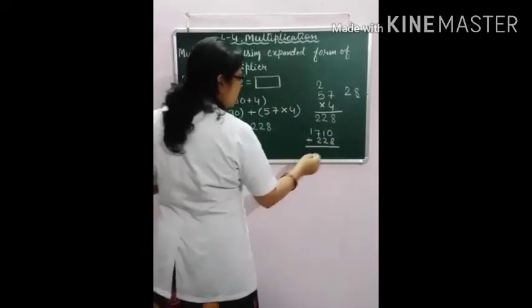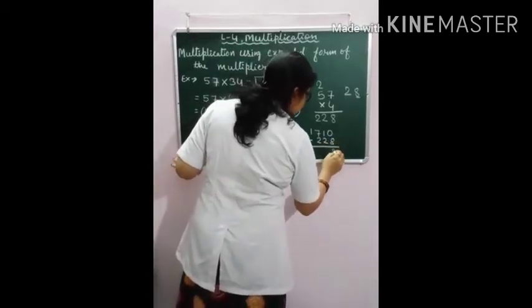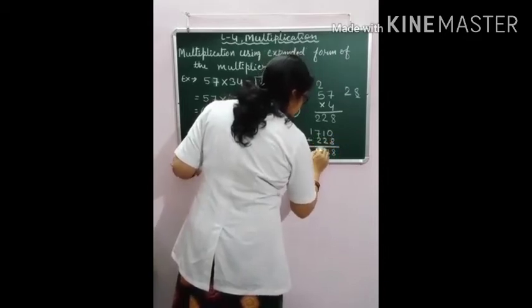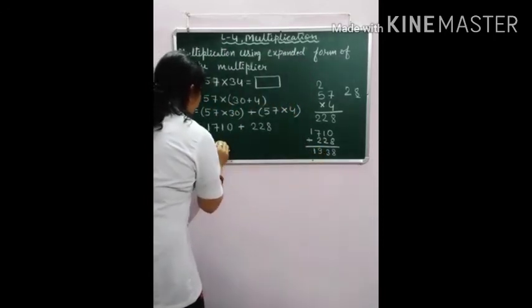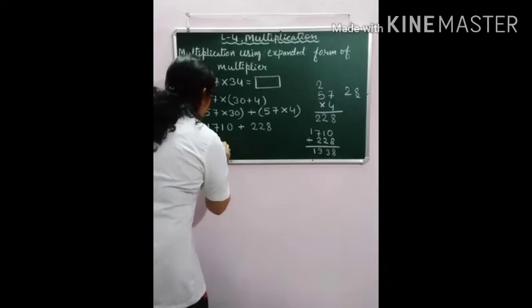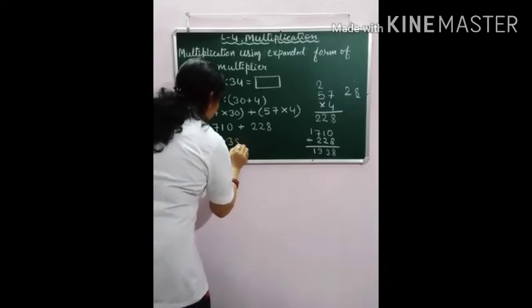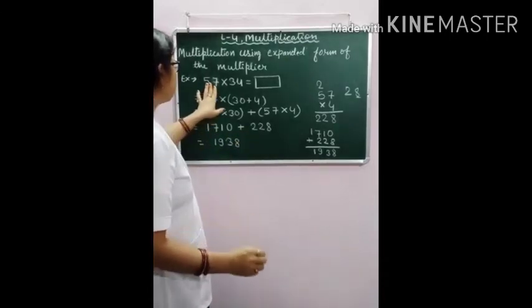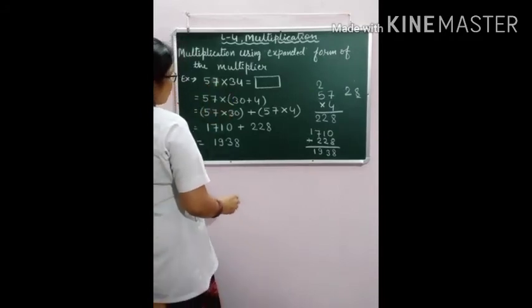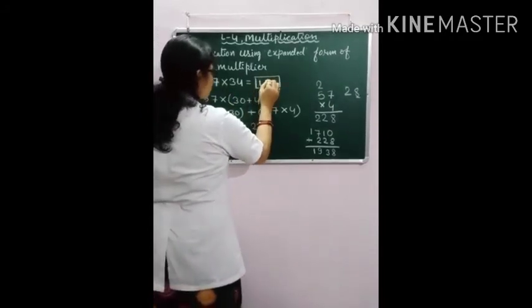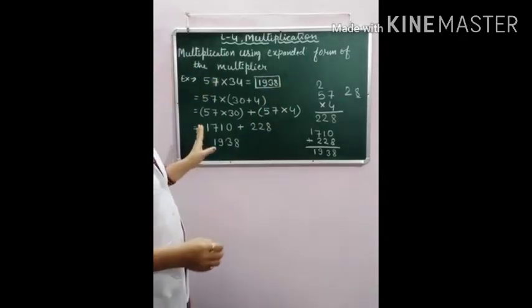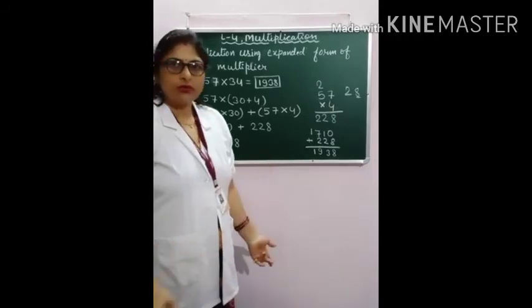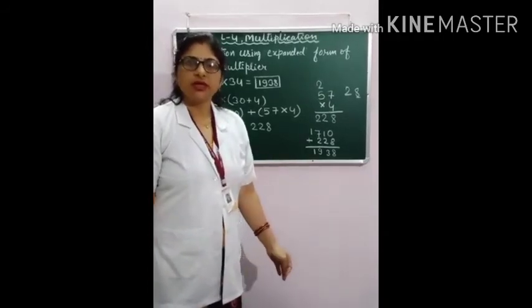When we add these numbers, 0 plus 8 is 8, 1 plus 2 is 3, 7 plus 2 is 9 and 1. Now the product of these two numbers is 1938. This is the result of these two numbers. So 57 into 34 is 1938. Now children, in this way you can find out the product of 2-digit number by 2-digit number using expanded form.